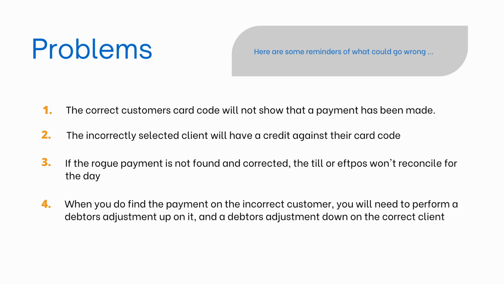Number three, if the rogue payment is not found, the till or FPOS will not reconcile for that day. Number four, when you do find the payment that is on the incorrect customer, you'll need to perform a debtor's adjustment up on it and a debtor's adjustment down on the correct client. This can also create a domino effect of issues which could be avoided entirely by not using Unprint.